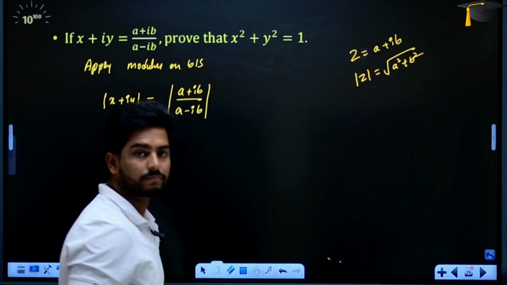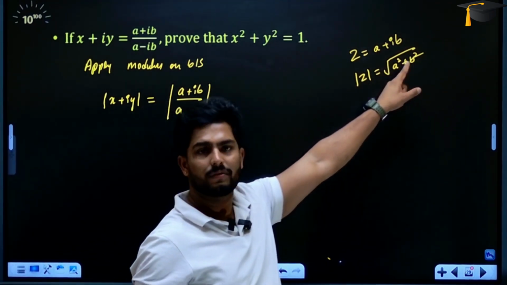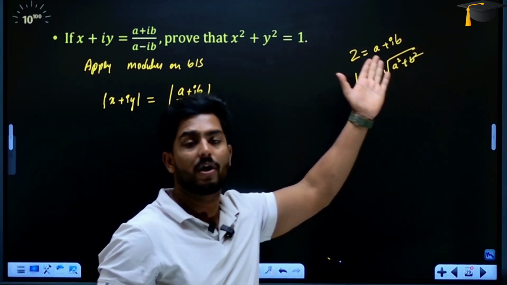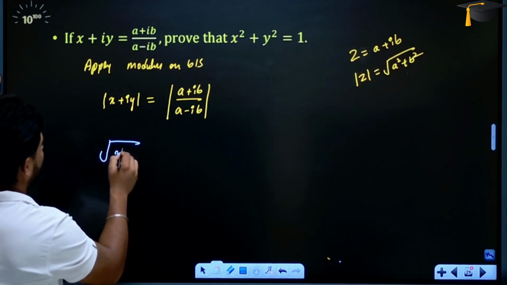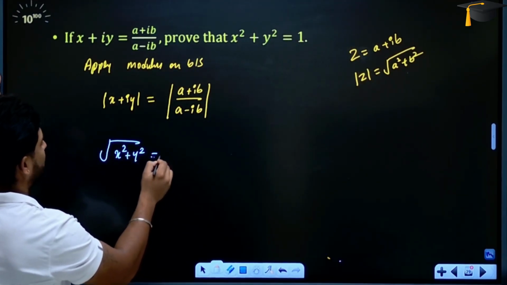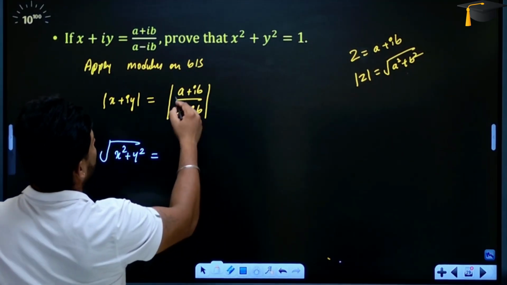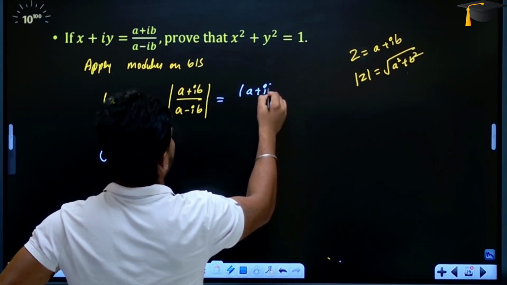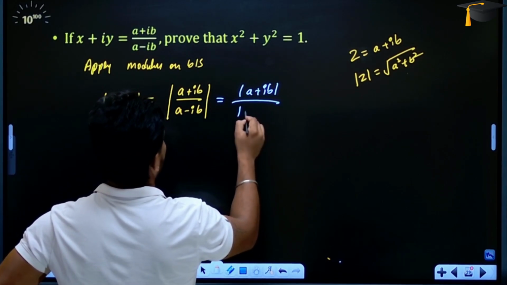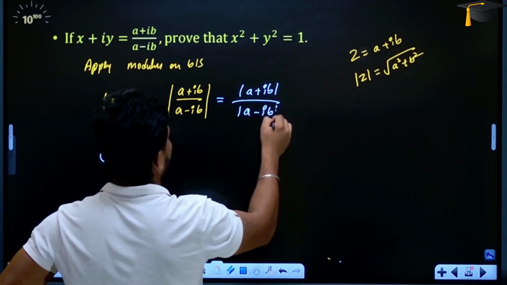Okay, so mod is the square root of a square plus b square. That mod is just a number. So for this what happens is x square plus y square. x square plus y square. So if I do this, I can put the numerator and denominator separately, like mod of a plus ib and mod of a minus ib.